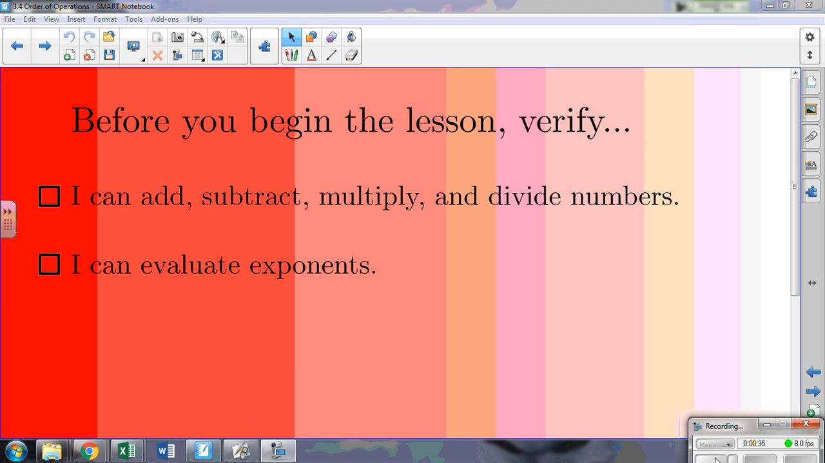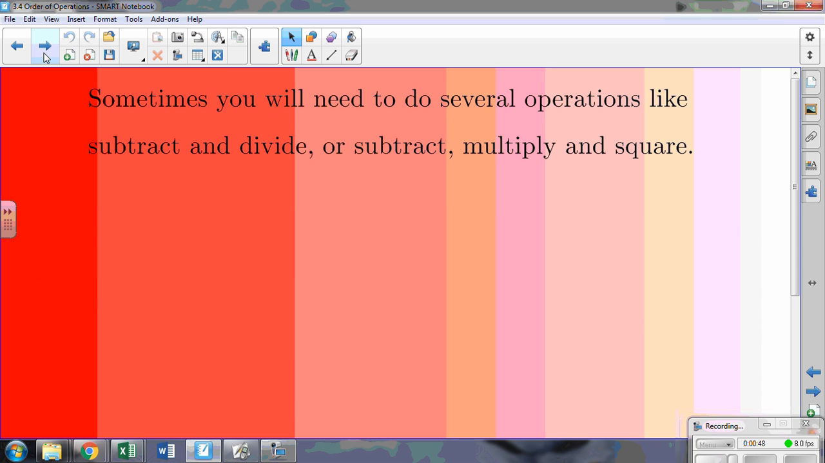Of course, before we can get into order of operations, there are some pre-existing skills you've got to have. Obviously, you already have to know how to add, subtract, multiply, divide, and you also need to know how to evaluate exponents.